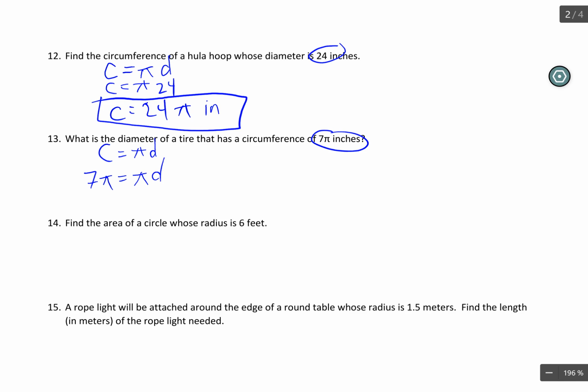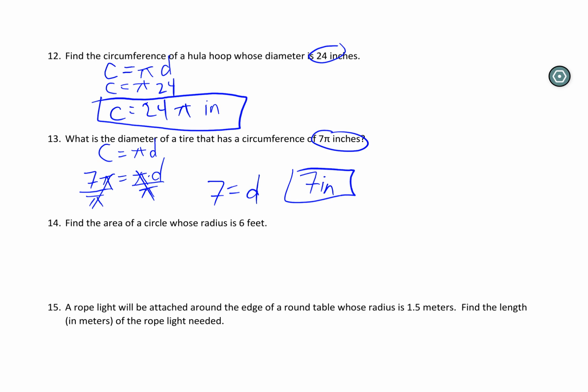And so now, wanting to solve for diameter, I need to get that by itself. I have pi times diameter right now, so I need to undo that. The inverse of multiplication is division. I need to divide by pi to get diameter by itself. So if I divide by pi on one side, I need to divide by pi on the other side. Pi divided by pi is 1, and then on the other side, pi divided by pi is 1. So that's going to leave me 7 equals diameter. So then my answer is going to be that my diameter is 7 inches.